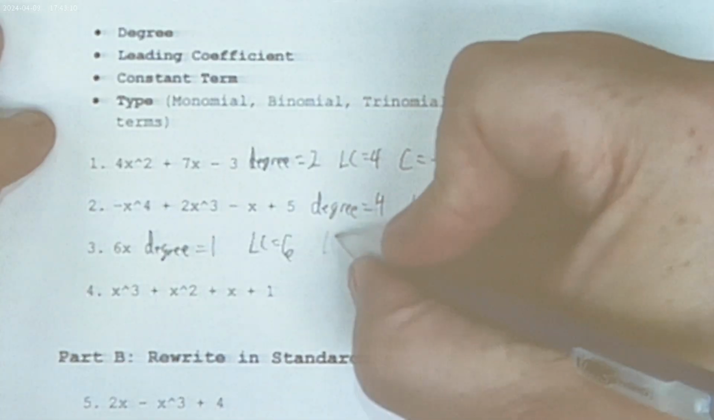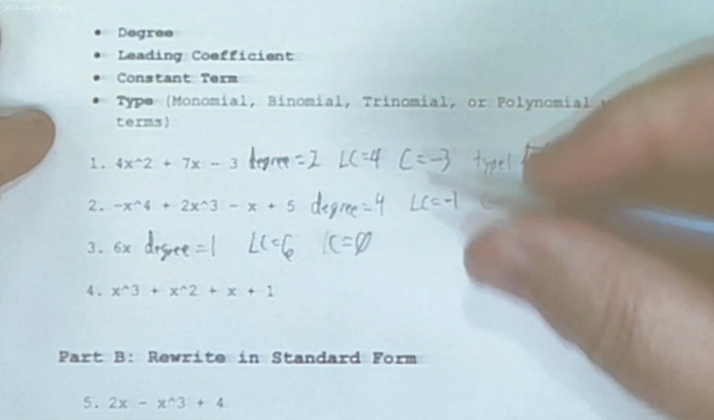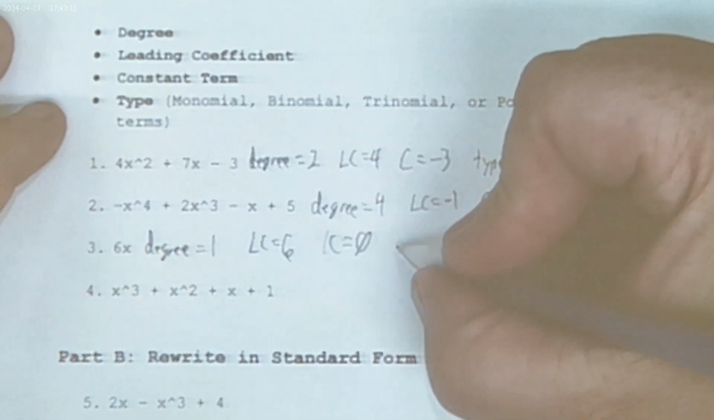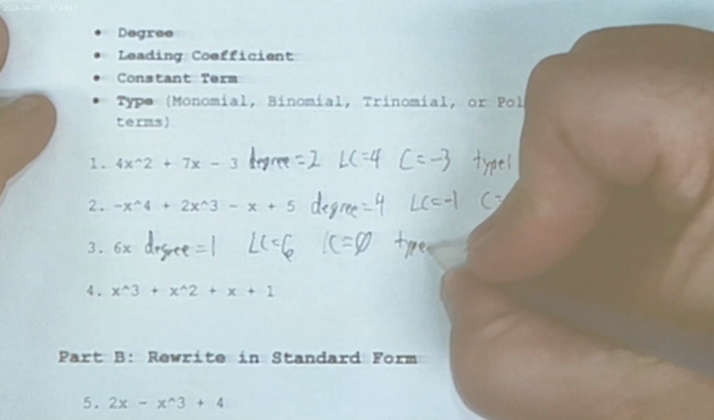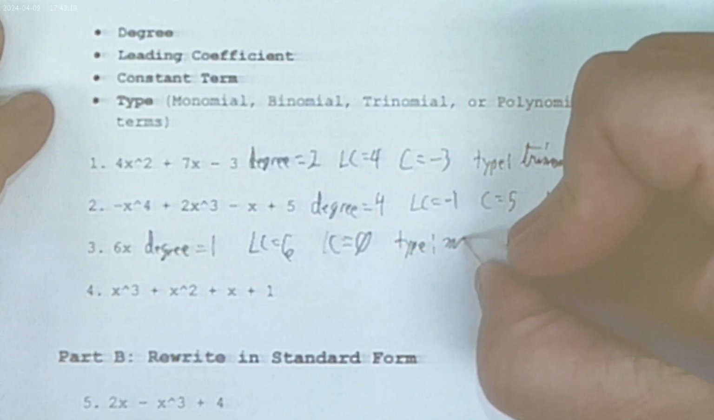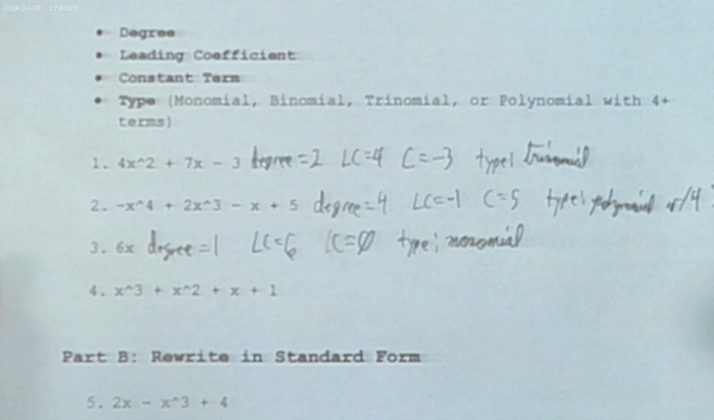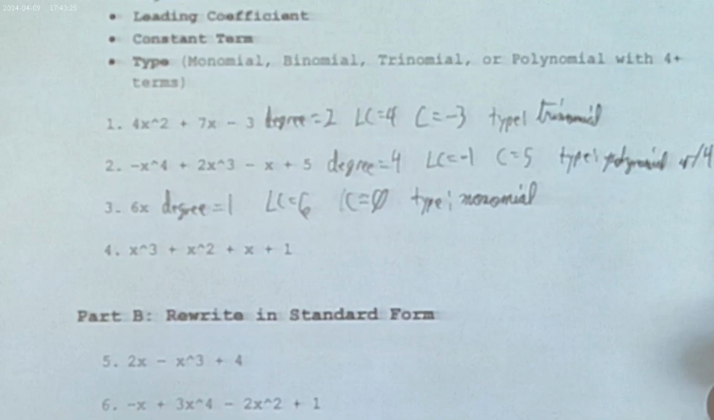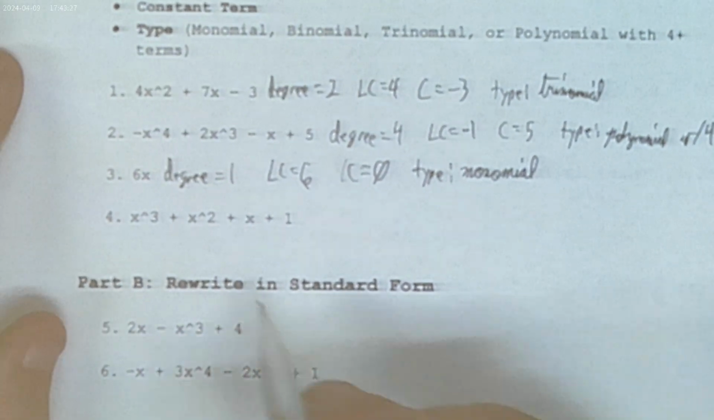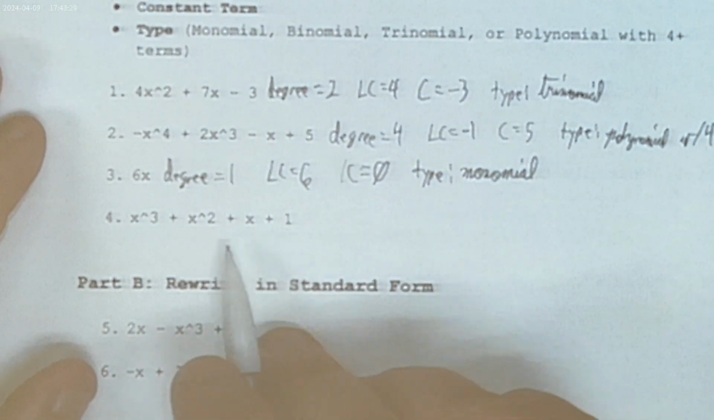The constant term, we do not have one, so that is equal to 0. And then the type, we have a monomial, or a polynomial containing exactly one term. All right, next one. We have x to the third plus x to the squared plus x plus 1.